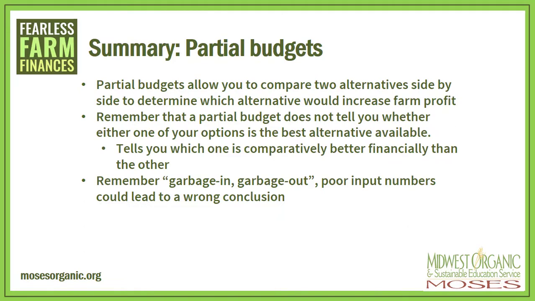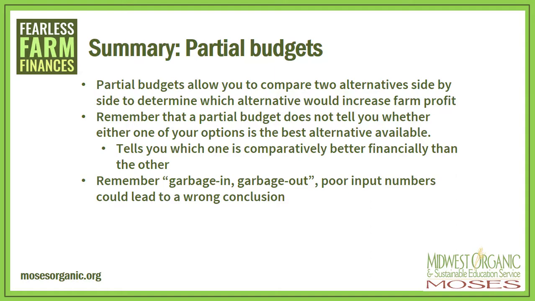So this is a short module, but in summary, partial budgets allow you to compare two alternatives side by side to determine which alternative would increase farm profit. Remember that a partial budget does not tell you whether either one of your options is the best alternative available. You're just comparing. So you might have to do 3 or 4 different partial budgets and see which one comes to the top after you compare 1 and 1. It also tells you which one is comparatively better financially than the other.